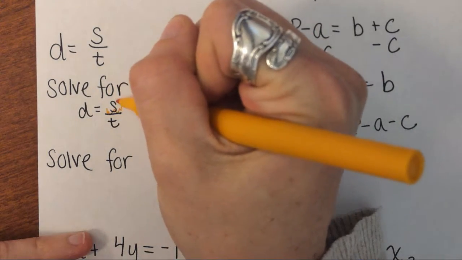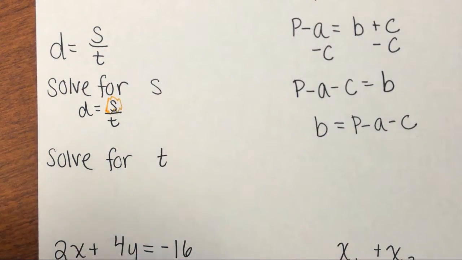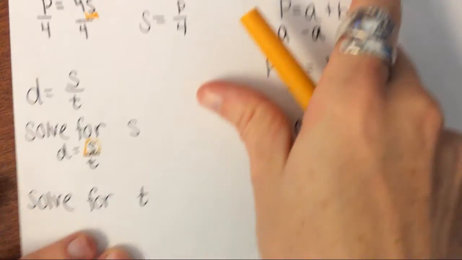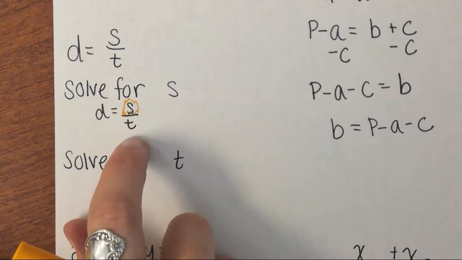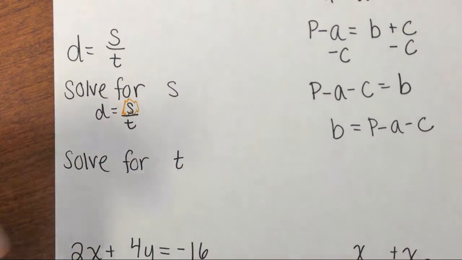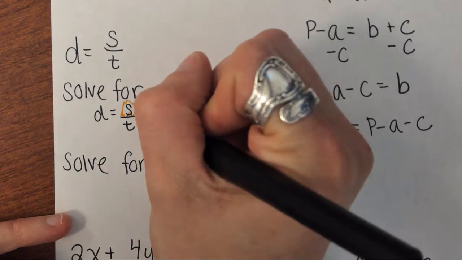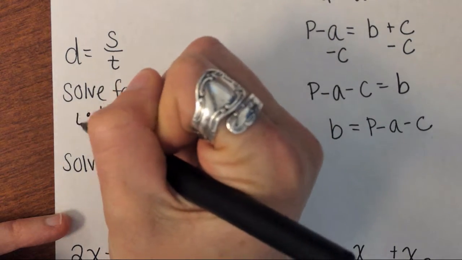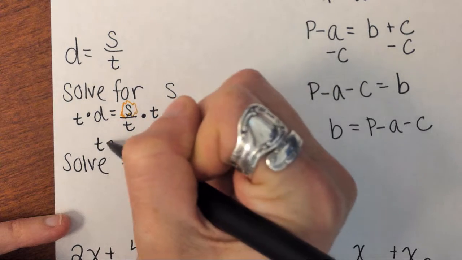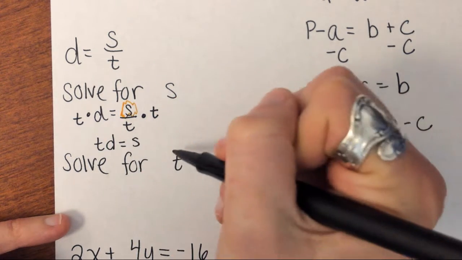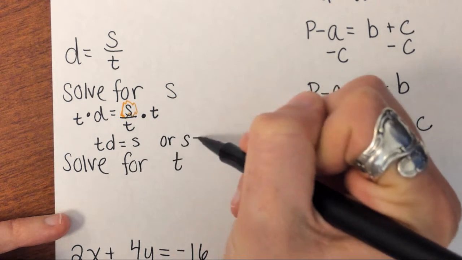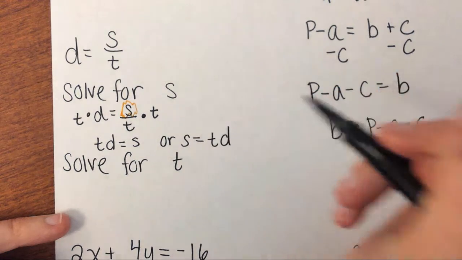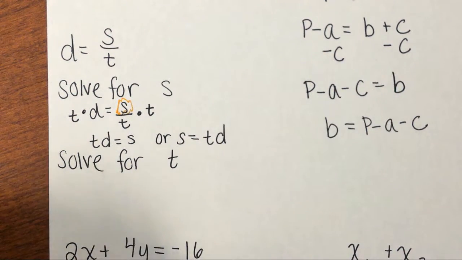There's only one term. Remember, a term is something that's broken up by a plus or minus sign. So that's why on this one here there were 3 separate terms. And we have s divided by t. So if we want to make the t turn into a 1, we just multiply it. Now we have t over t, which is just 1. So we have t times d equals s. Or again, using symmetric property, we can write s equals td.